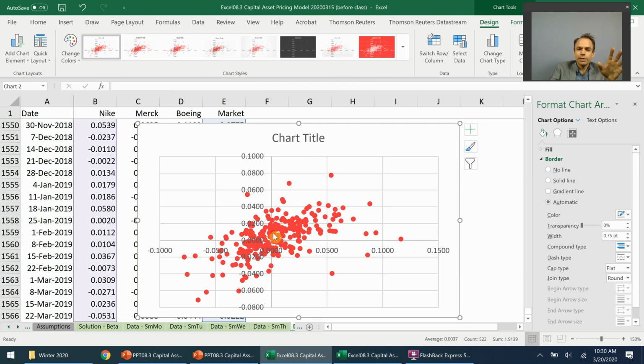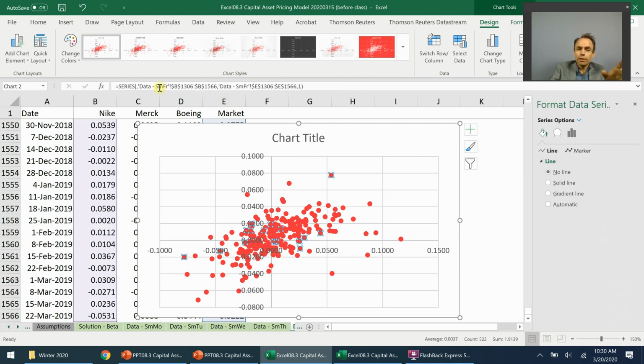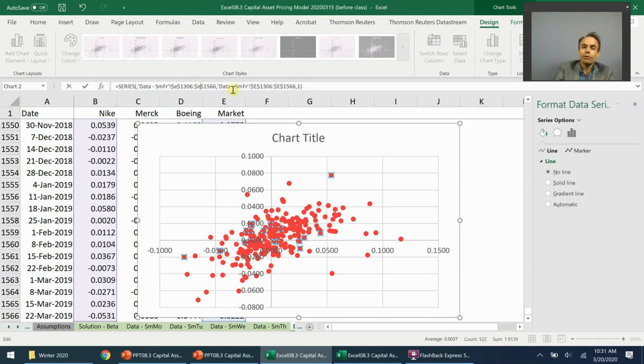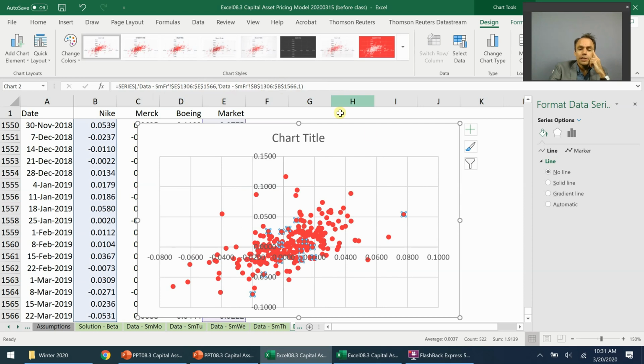If I click on the data, you'll see in the formula bar there are two series of data. There's a series in column B and a series in column E. We need the X variables to be specified first. The X variables, the independent variables, are the market returns each week. So I have to change the B reference to an E reference. So I've got the X variables specified first. If I hit Enter, here's my scatter plot.